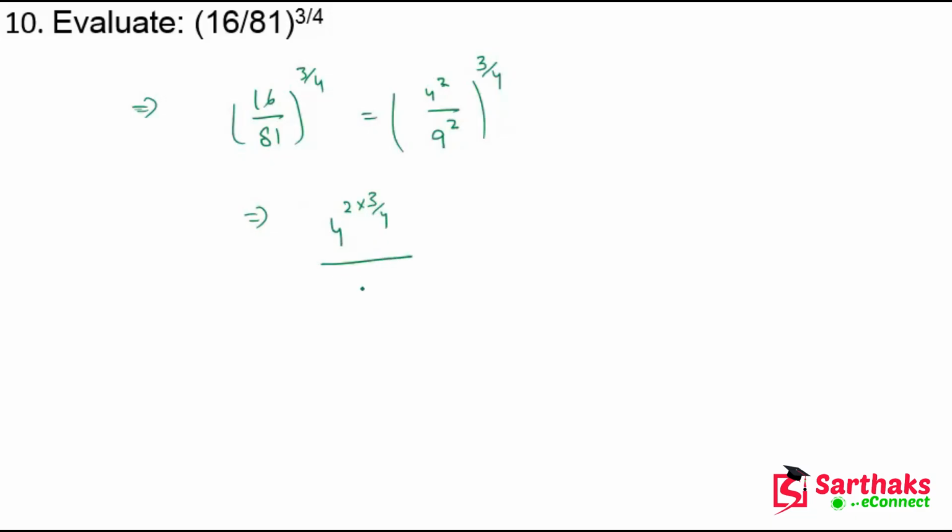Yes, now the next problem is, here we have to evaluate 16 upon 81 raised to power 3 upon 4. We can write 16 as 4 raised to power 2, and we can write 81 as 9 raised to power 2, and the whole is raised to power 3 upon 4. So we can multiply like this: 4 raised to power 2 into 3 upon 4 divided by 9 raised to power 2 into 3 upon 4.